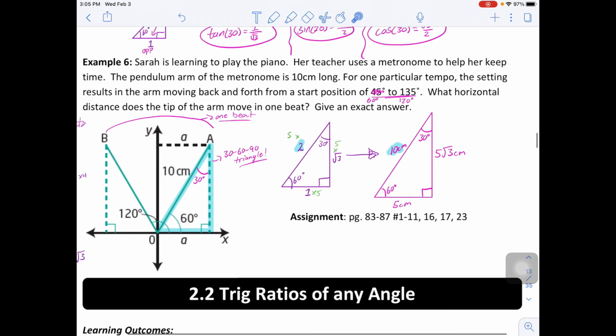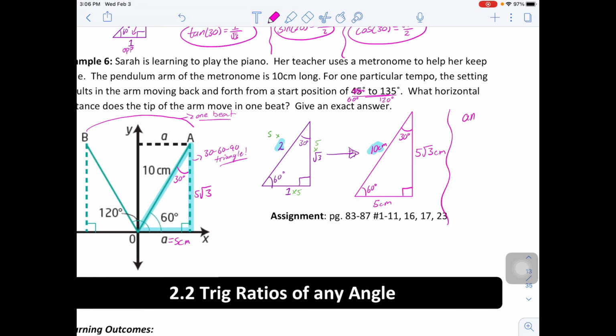And we've essentially almost answered the question. So what horizontal distance does the tip of the arm move in 1 beat? Well, you can see here that the horizontal distance, so A, is found, and that's equal to A here, which is equal to 5 centimeters. So that's 5 centimeters, this is 5 root 3. So our answer is 5 centimeters.